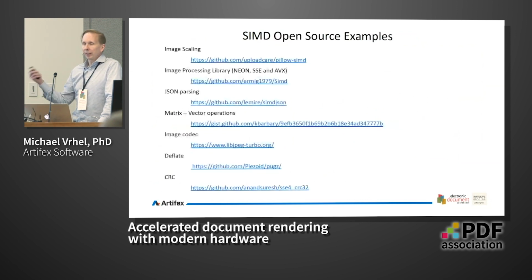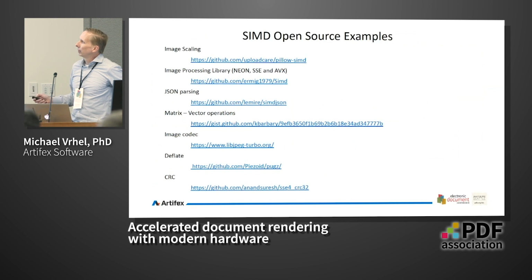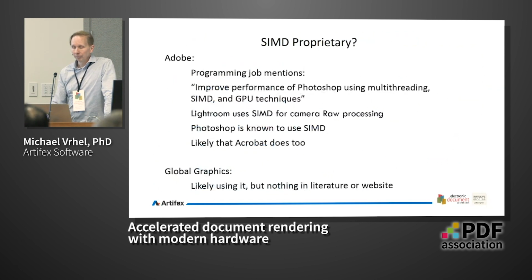If I go out just to GitHub to see what people have done, there are all kinds of projects out there. People have done image scaling and general image processing libraries, both for Neon, SSE, and AVX. If you're a Java programmer, there's JSON parsing, matrix and vector operations, an image codec for libJPEG, a deflation project, a CRC project. I haven't actually looked at these. I just noted that there's lots of stuff out there.